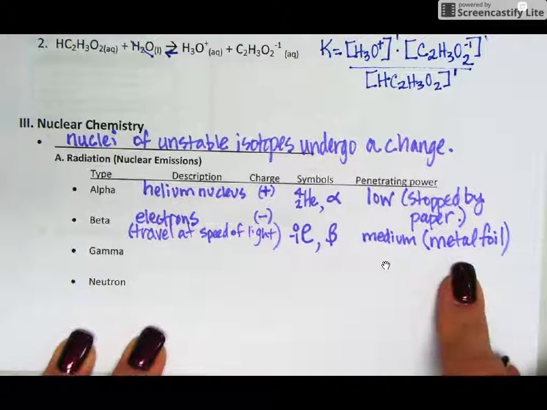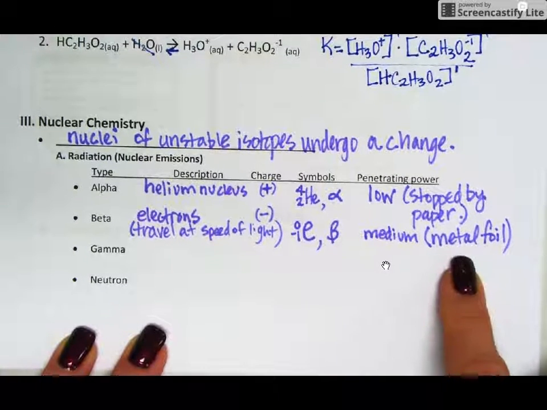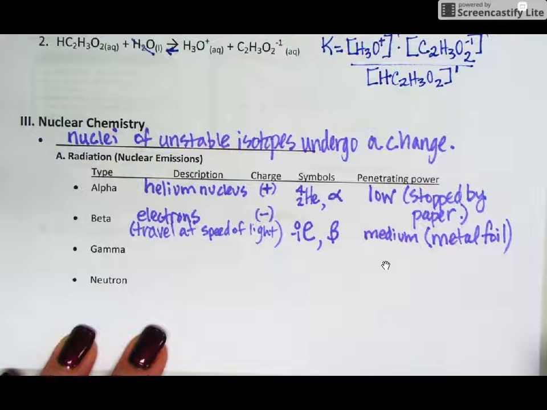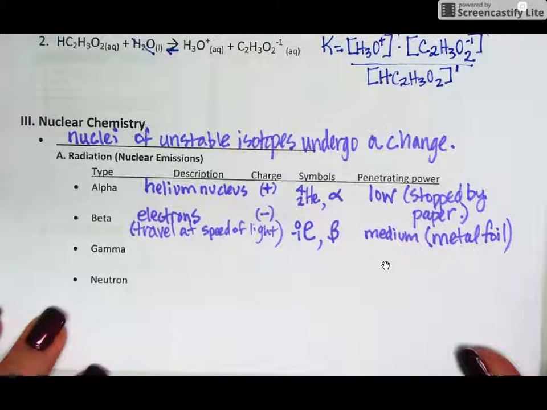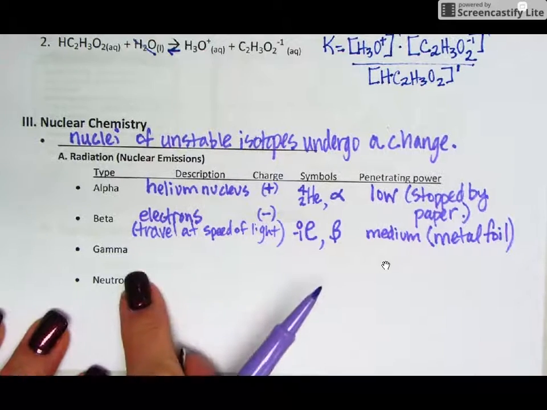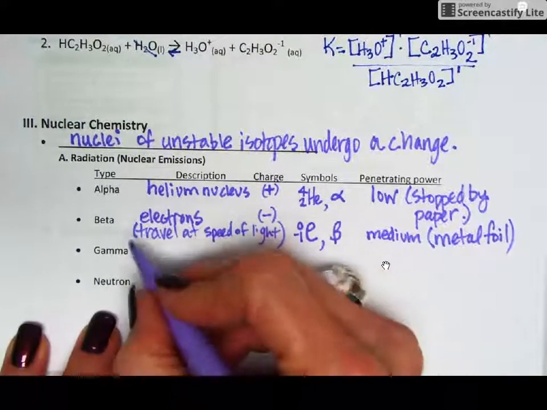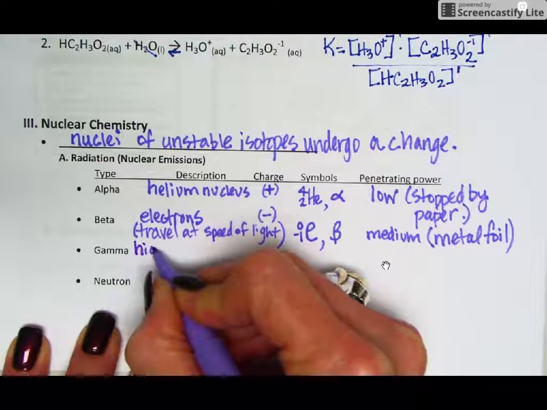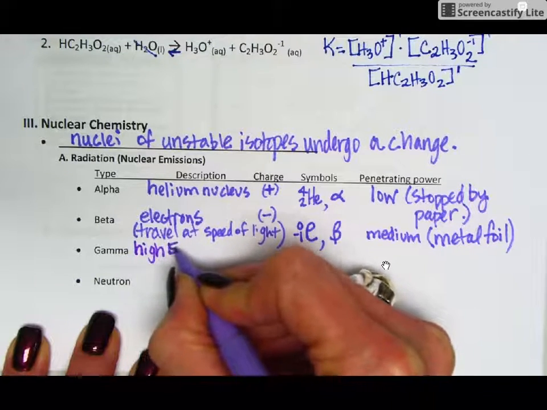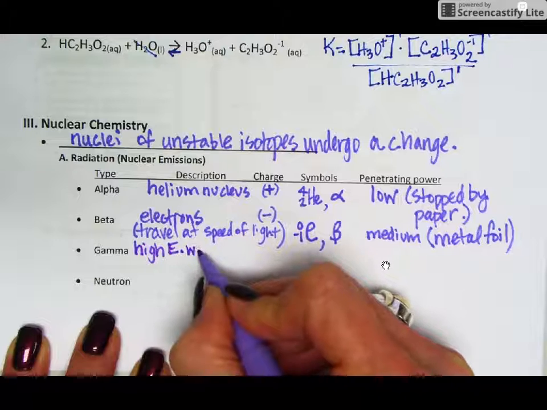So the beta particles have medium penetrating power. Like a thin piece of aluminum foil would protect yourself from beta particles. Now the gamma particles are much more dangerous. These are high energy waves.